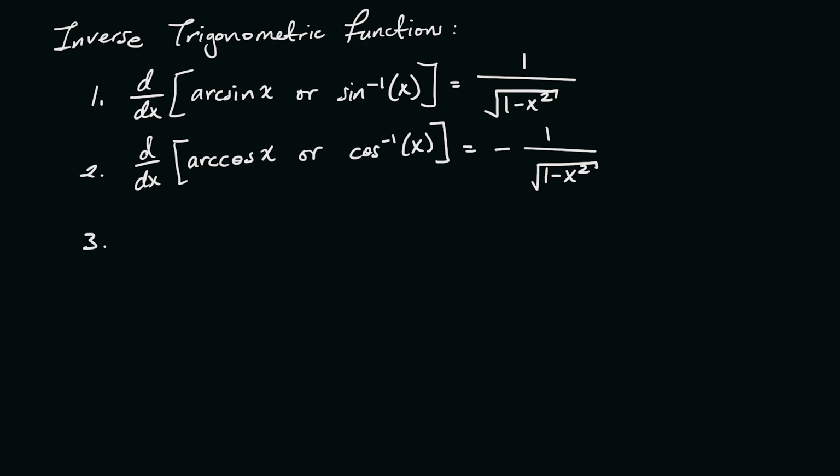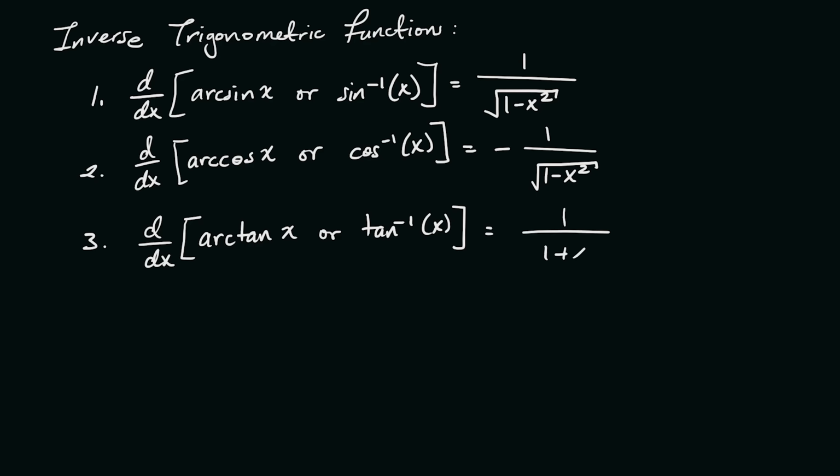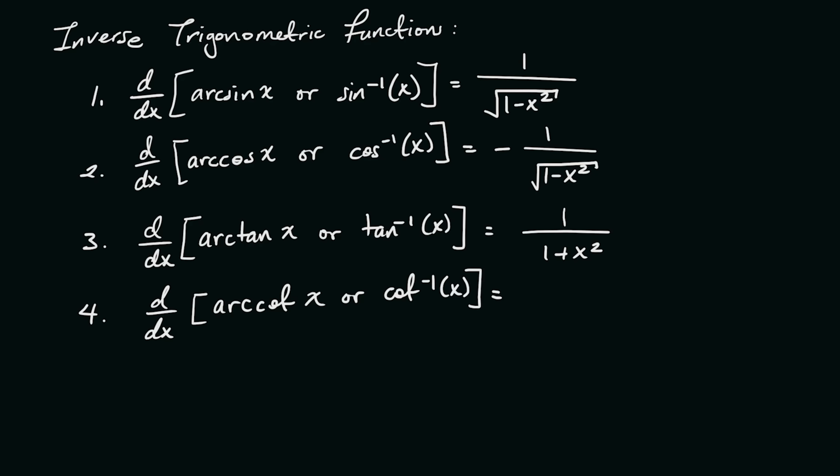Now, third, we're going to have tangent x. So arctan of x, or inverse tangent of x, equals 1 over 1 plus x squared. Then we have arc cotangent x, or just inverse cotangent x here. And that, you can tell, is equal to -1 over 1 plus x squared.